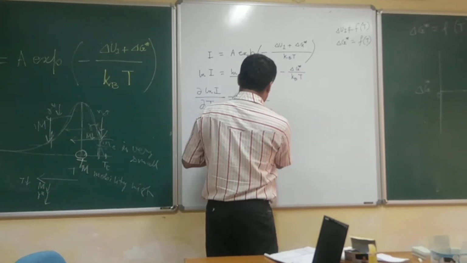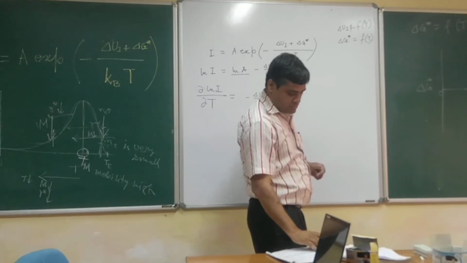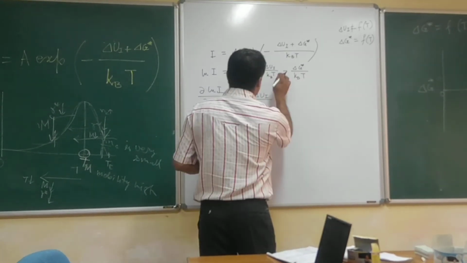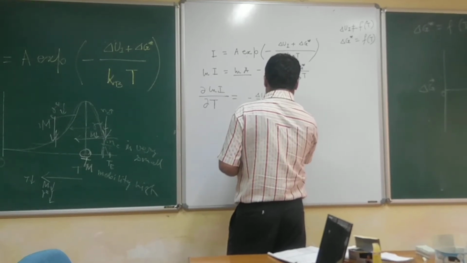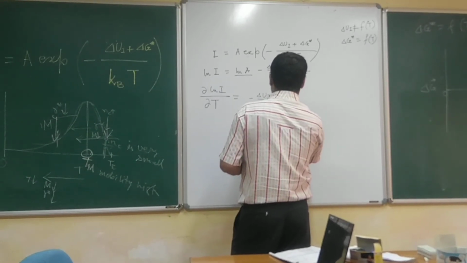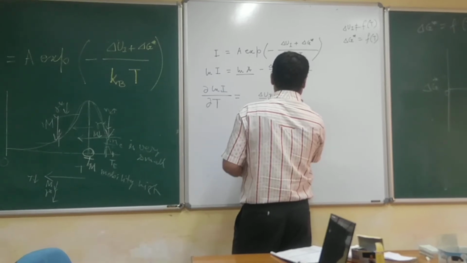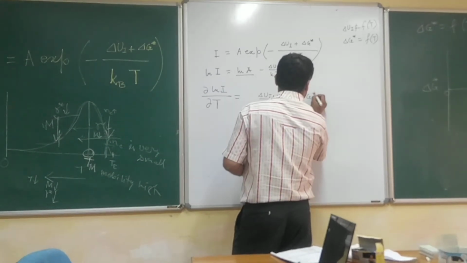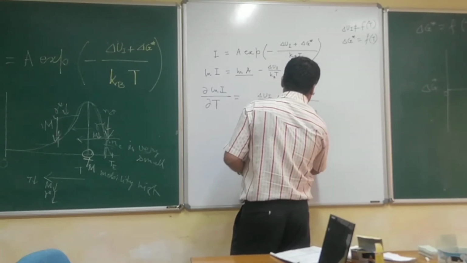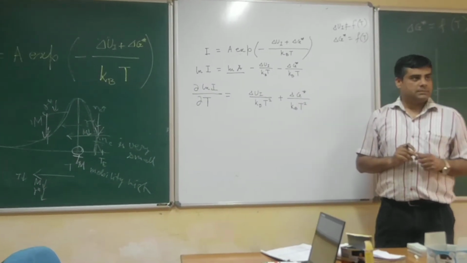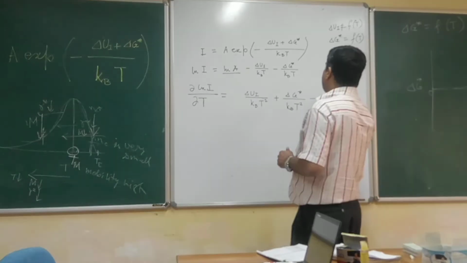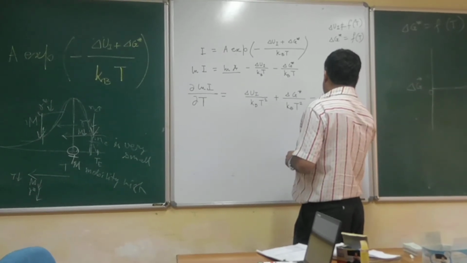It is correct. And T to the power minus 1, so the derivative is minus T to the power minus 2. This will be plus delta G star over kB T square. Will there be any other term? 1 over kB T.